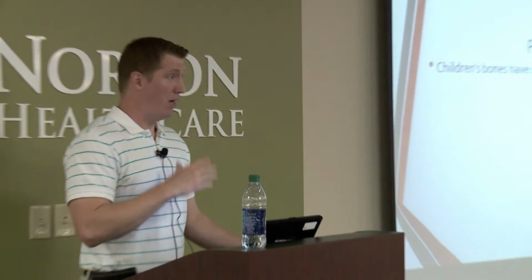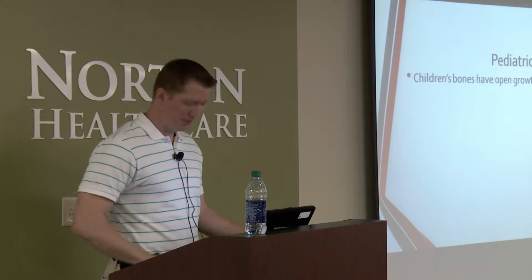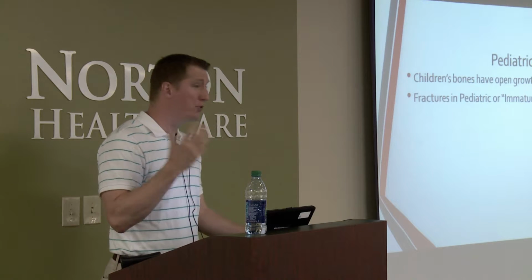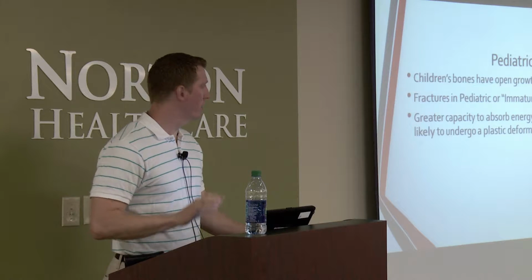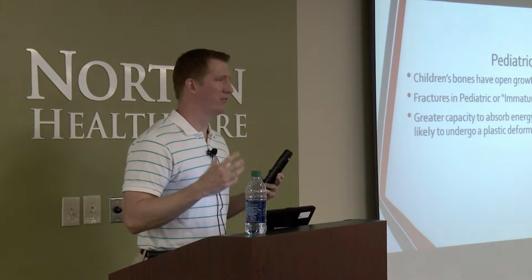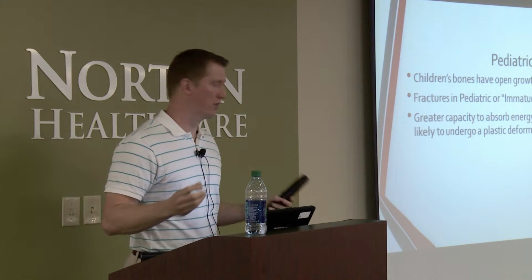So pediatric bone, children's bones, the obvious difference between that and adults is that they have open growth plates, or what are called physes. And fractures in pediatric immature bone are incredibly common. This has not just to do with the presence of growth plates, but the way the bone is made up in and of itself. They have a very thick periosteum, which is kind of the outer cortex of the bone.